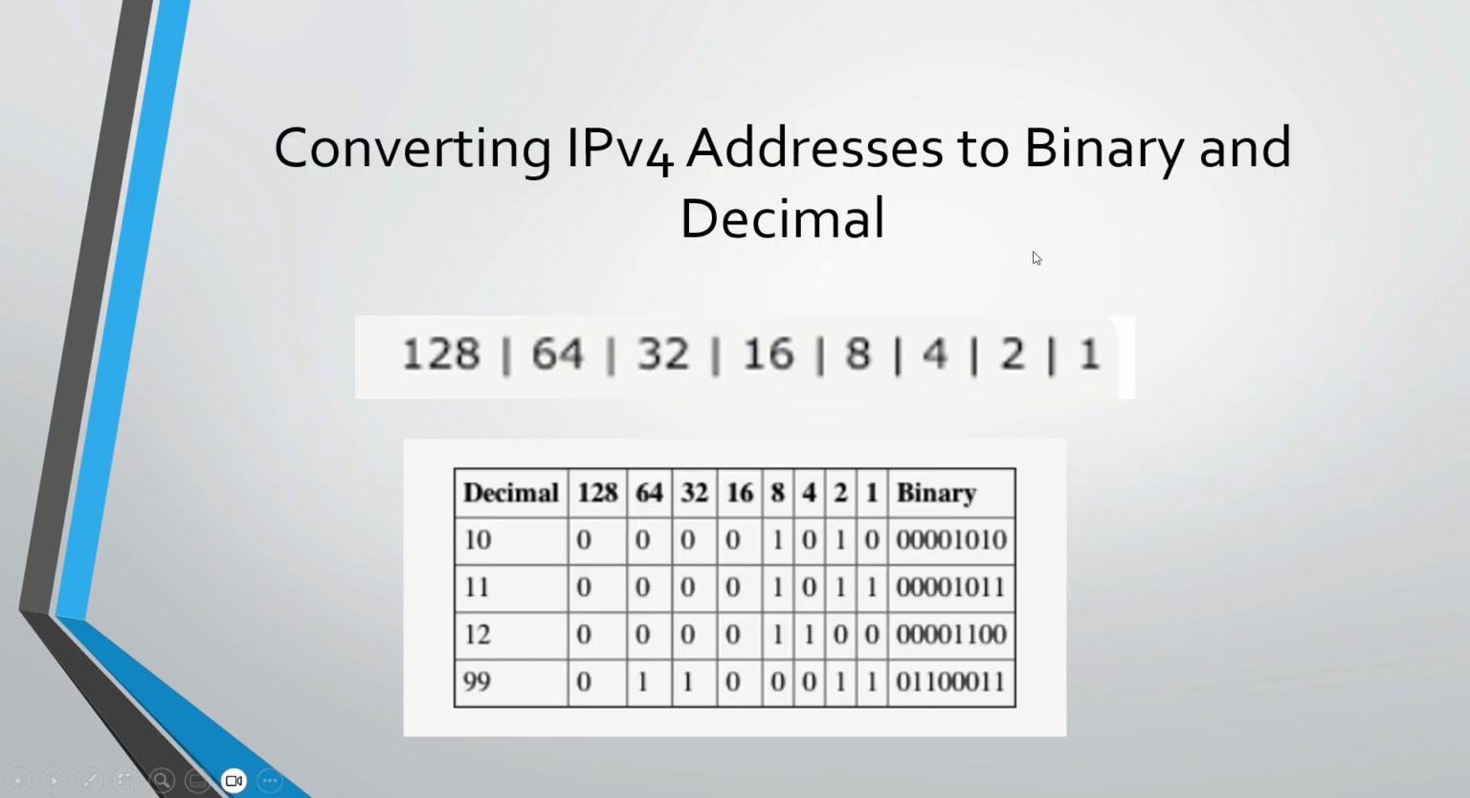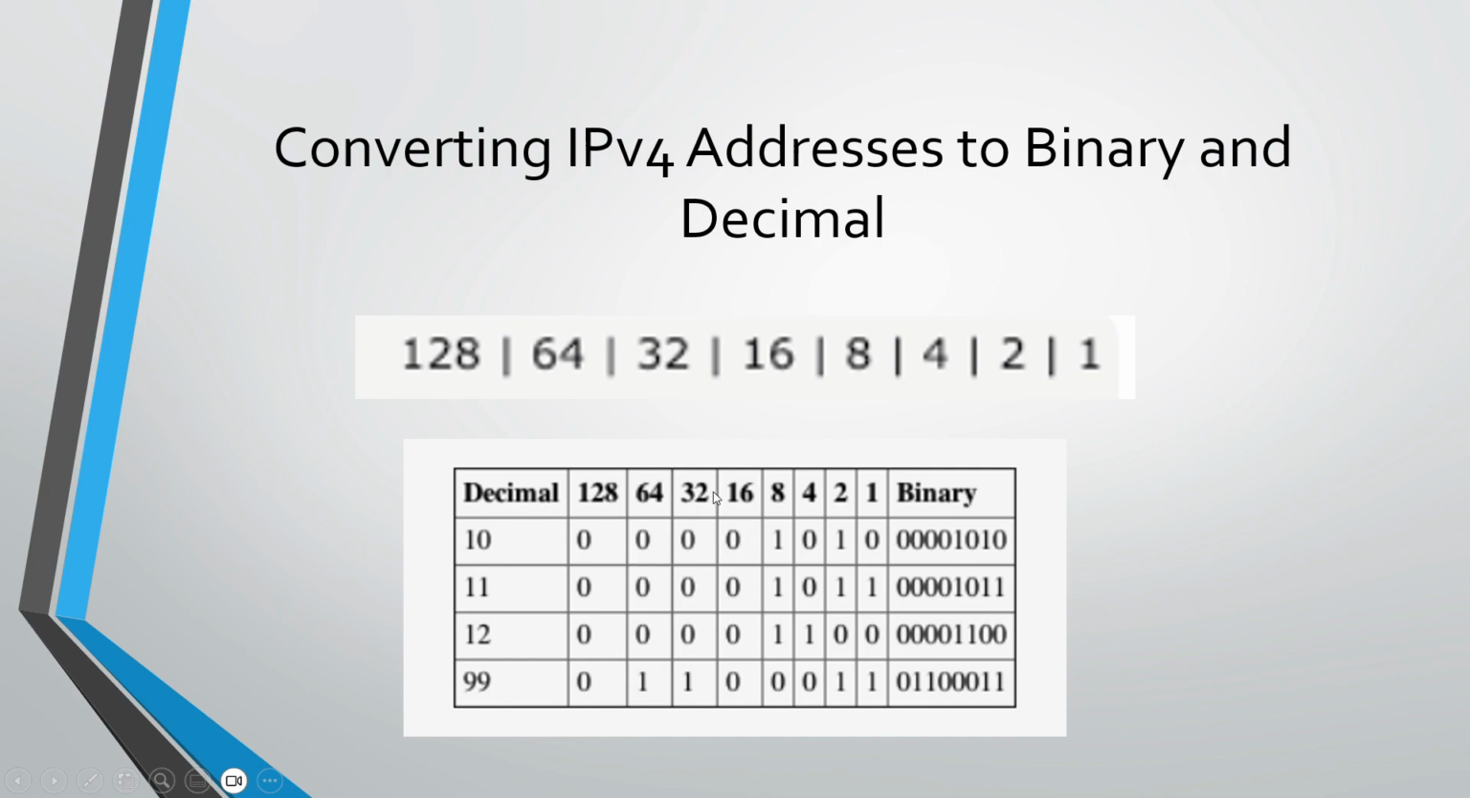When it comes to converting addresses from decimal to binary, this is the easiest way to do it. Let's take 10. Does 10 go into 128? It does not. And then 64, 32, 16, it's all no. So you have zeros there.